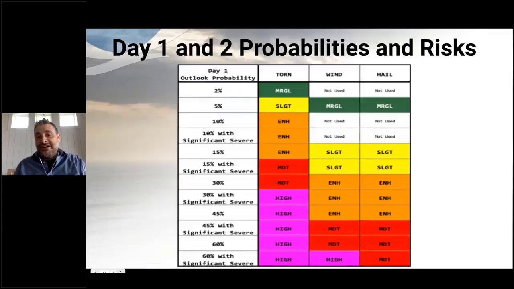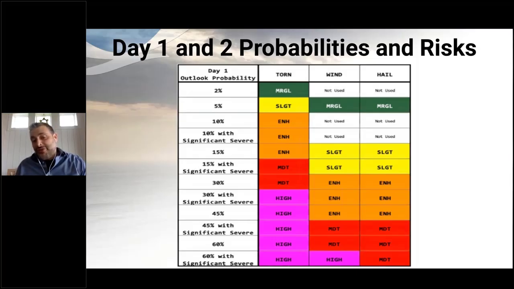And so they do have probabilities associated with those risks. The way these probabilities break down is basically you're looking at within a 25-mile radius of any given point and the associated probability thereof. So for example, if we look at the 2% probability for tornadoes, that's a marginal risk, but a 2% chance of having a tornado within 25 miles of, let's say, your house, is a pretty high probability compared to what it would be on a typical day. So that's why it's associated with a marginal risk. And you can see that those go all the way up.